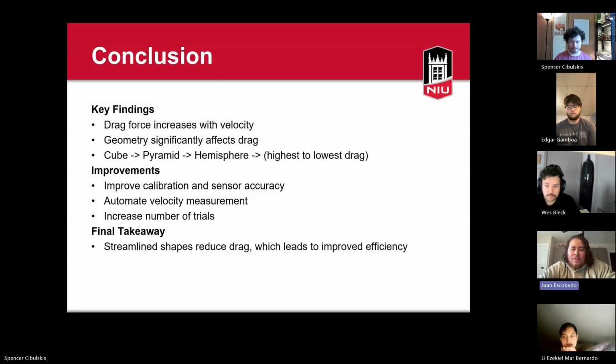If we were to improve this experiment, we would probably focus on getting more accurate measurements by improving calibration and maybe automating the velocity readings so there's less human error. And running more trials would also help make the data more consistent.